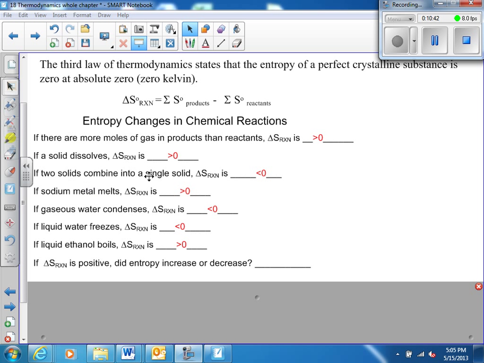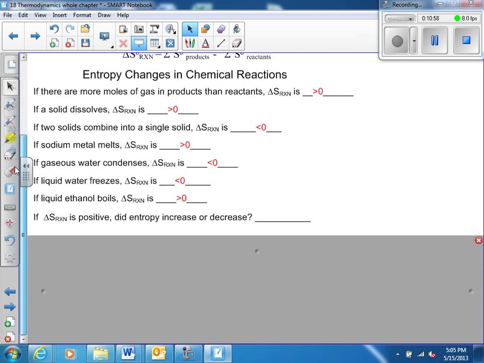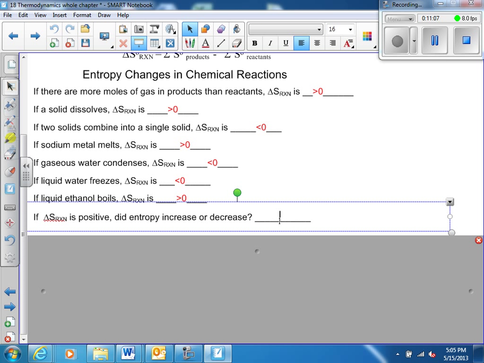Two solids combining into a single solid. So the product has only one solid. The reactant had two solids. If you're going from two solids to one solid, we're going to less entropy. Delta S is less than 0. So just think about the phases that these things are in and whether you're creating a gas or a liquid, etc. Okay, if delta S reaction is positive, did entropy increase or decrease? It increased.